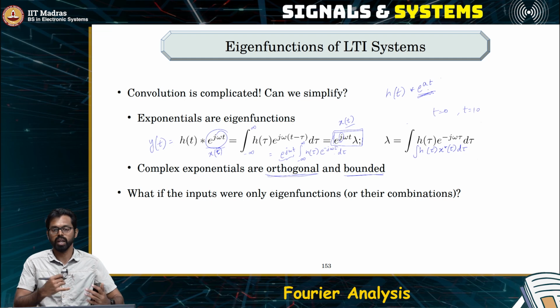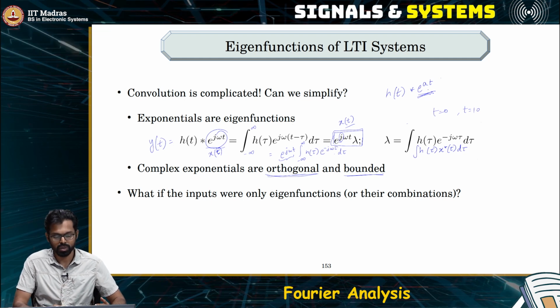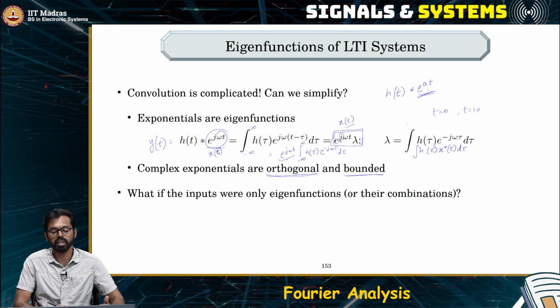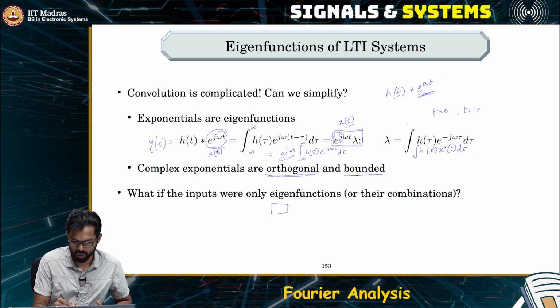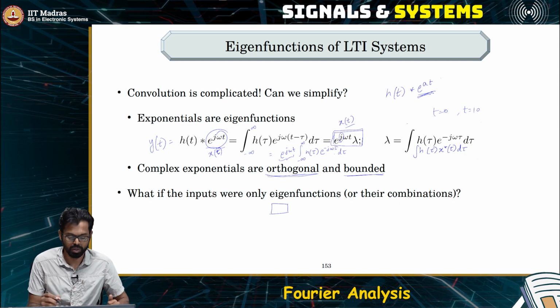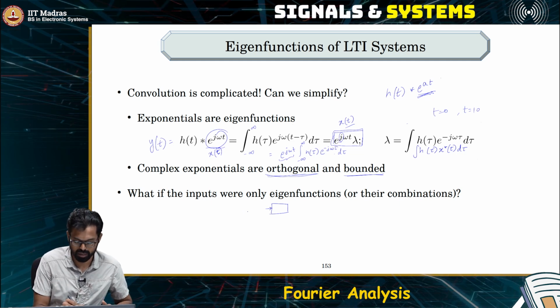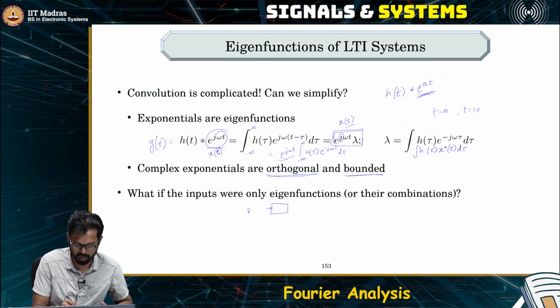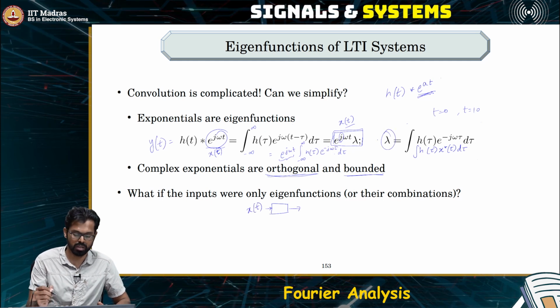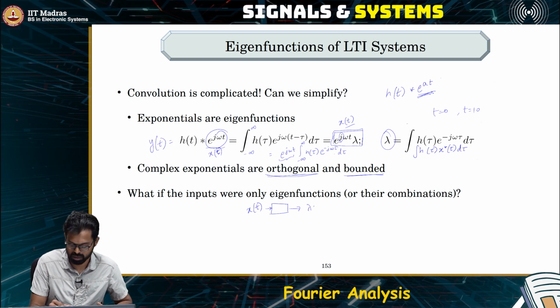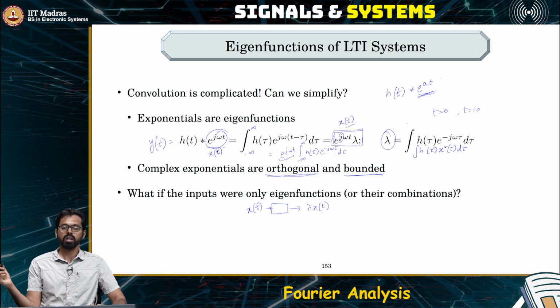Okay, so now we know eigenfunctions. Why are they even useful? Because if I feed in an eigenfunction to an LTI system, I know for sure that I need not do this convolution operation at all. Like I feed in an eigenfunction, let's call this some x of t. I just need to know this constant. I'll just multiply and then be happy about it.